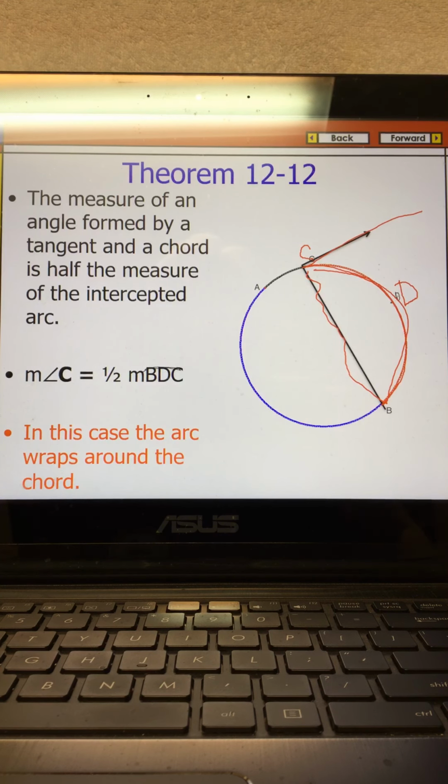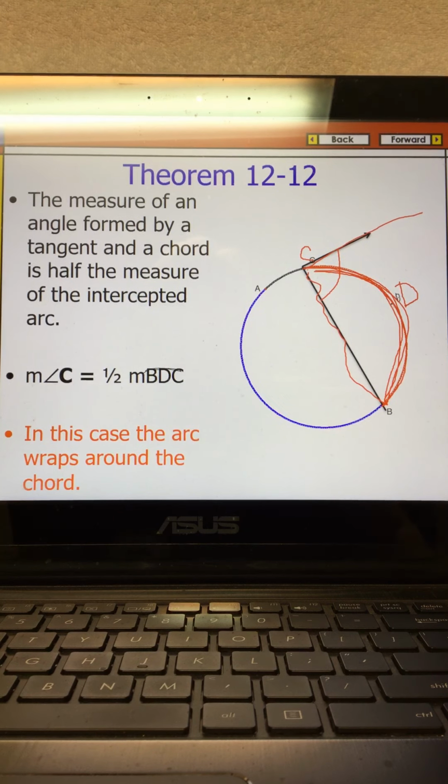We're used to them being out here from side to side, but in this situation, when you have a tangent and a chord forming an angle, the intercepted arc is going to loop around that chord. It's still contained within the angle, but it just looks a little bit funny. So this angle here is going to be half this arc that loops around the chord. So the measure of angle C would be half the measure of arc BDC. In this case, the arc wraps around the chord, and I would write that on my paper.